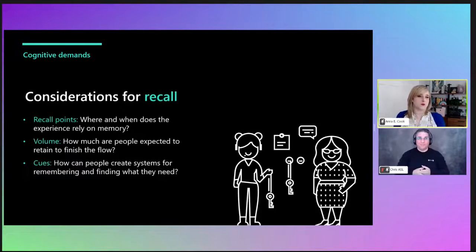When it comes to supporting recall, we need to understand where and when people are expected to remember something. In a flow of interactions, we need to understand how much someone needs to recall and when they need to recall it. We can learn from how people create their own systems for placing, remembering, and finding what they need to achieve their goals, and use what we learn to help them meet those goals with technology.